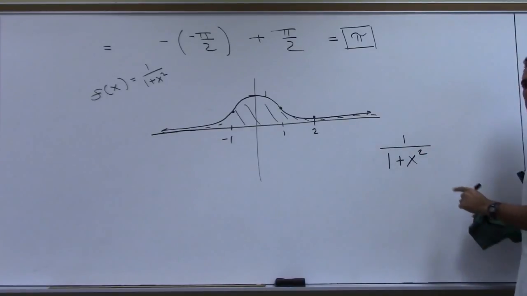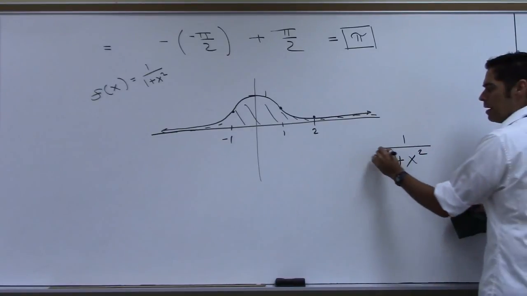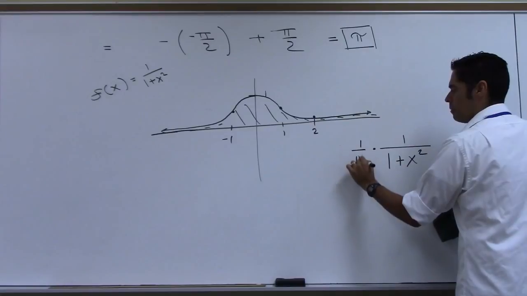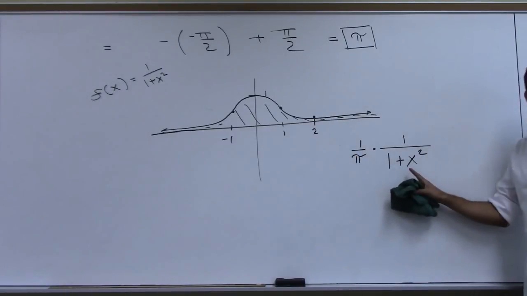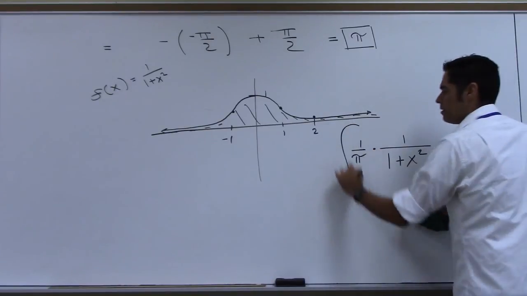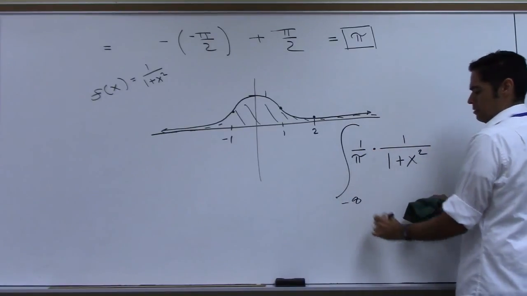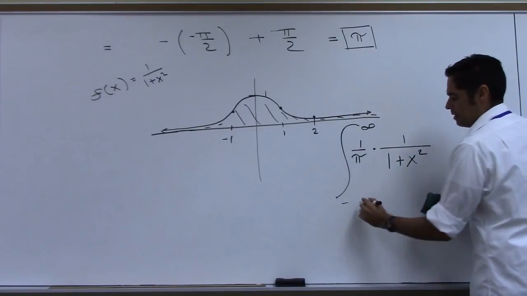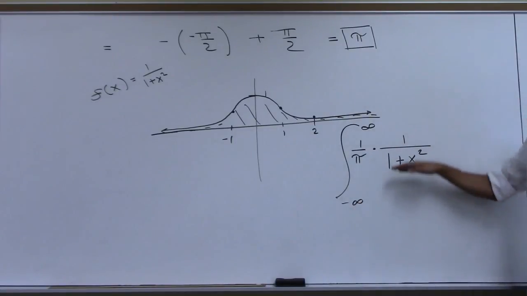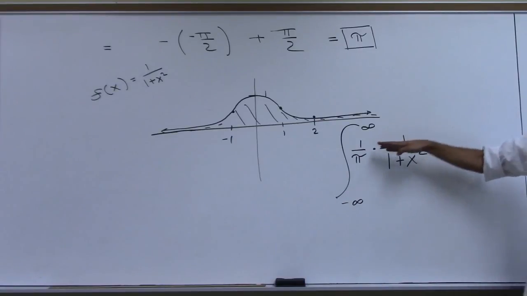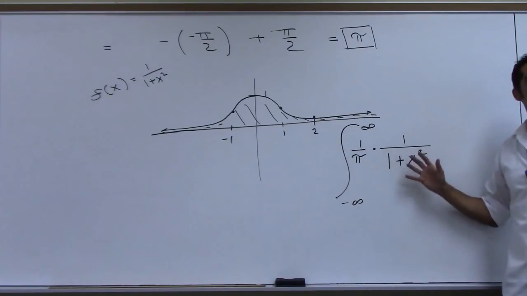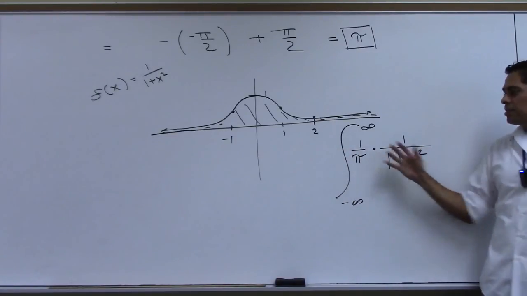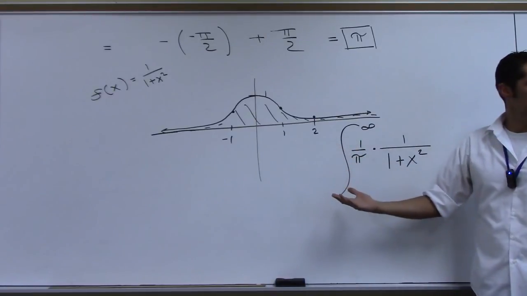Instead of using that function, what could I use? How about 1 over pi times that, right? Because if you integrate this from negative infinity to infinity, that looks like an 8. Okay, so you go and pull out a 1 over pi. We know that this integral here turns out to be pi, right? And you scale it by 1 over pi. Now your answer is 1.